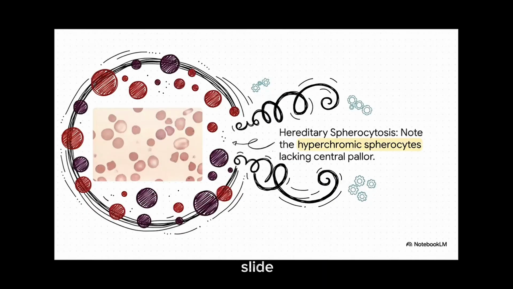And right here on this slide, you can see exactly what that looks like. It's fascinating. Check out these cells. They're small, they're dark, and they've totally lost that pale spot in the middle that normal red cells have. That, right there, is the spherocyte. It's the visual signature of the disease.